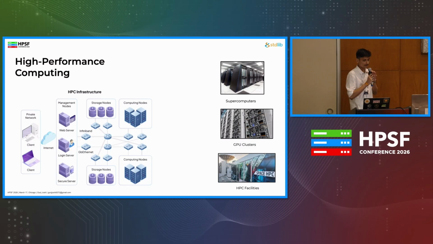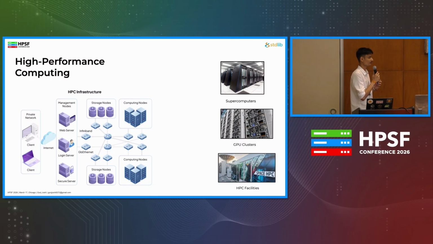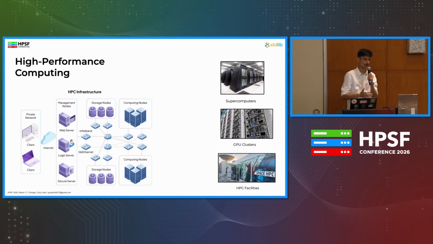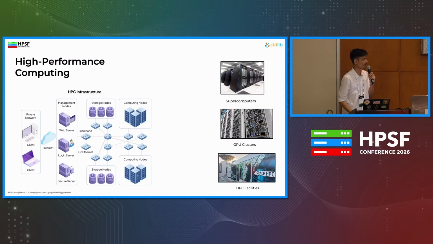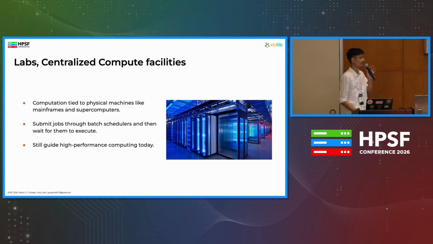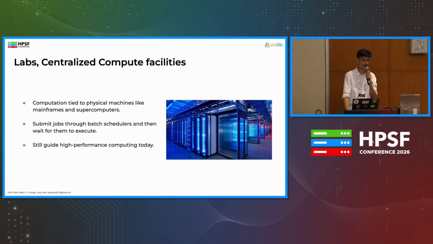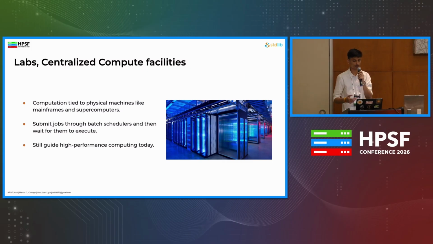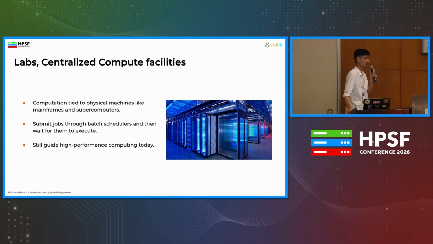And if we see some of the context in high performance computing as well, we have supercomputers, GPU clusters, HPC facilities, where we do centralized computation. And then in order to distribute the results or in order to interact with those computations, we can have much broader ways, which we will be exploring. So what happened in earlier days, and to some extent in these days as well, is that computation is tied to physical machines. And what we do is we submit jobs through maybe the client server model or through batch schedulers, and then wait for them to execute and then get the results back.